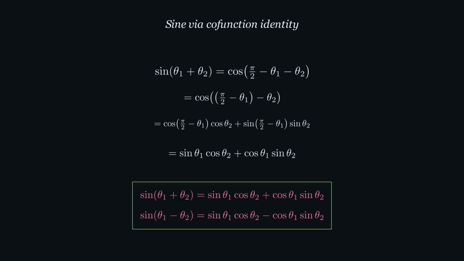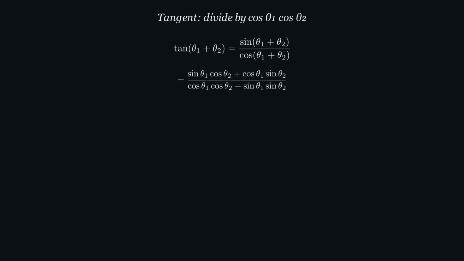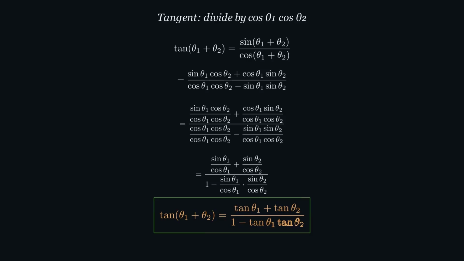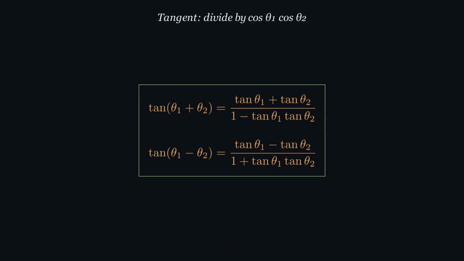Replacing theta 2 by minus theta 2, we easily arrive at sine theta 1 cos theta 2 minus sine theta 2 cos theta 1. For tangent, we simply use the definition tan theta 1 plus theta 2 equals sine theta 1 plus theta 2 on cos theta 1 plus theta 2, and substitute in our formulas. If we then divide each term in the numerator and denominator by cos theta 1 cos theta 2, we arrive at our compound angle identity, tan theta 1 plus tan theta 2 divided by 1 minus tan theta 1 tan theta 2. For minus theta 2, we see that this will be given by tan theta 1 minus tan theta 2 divided by 1 plus tan theta 1 tan theta 2.